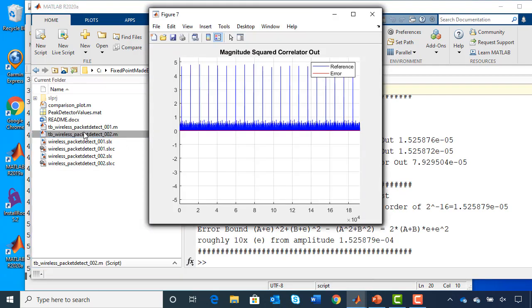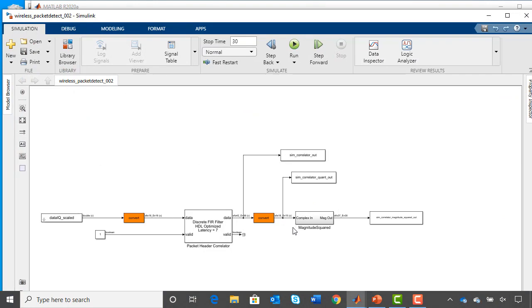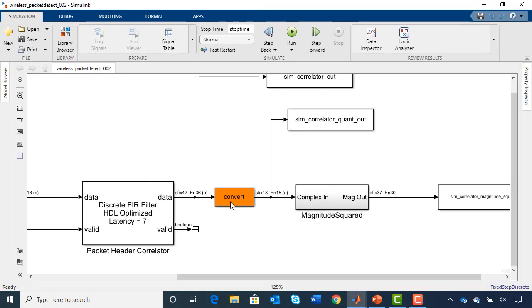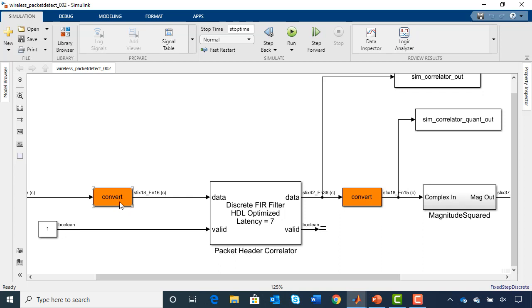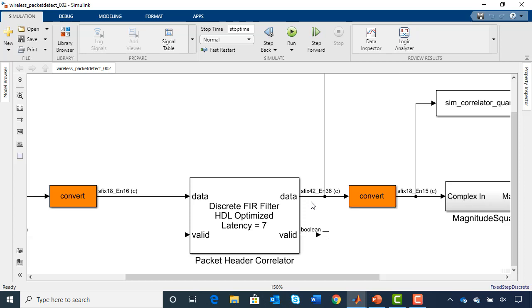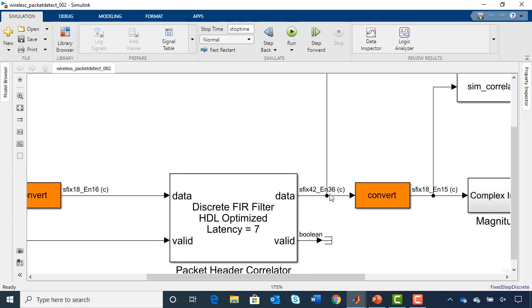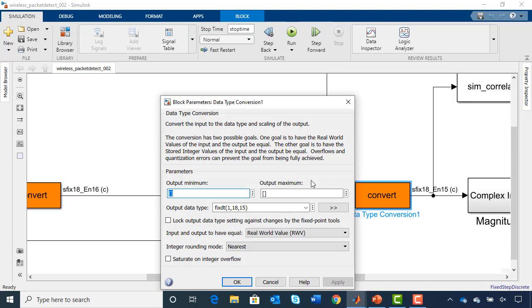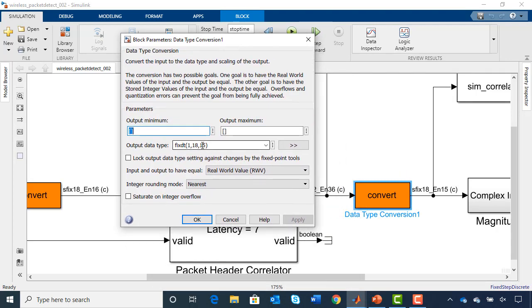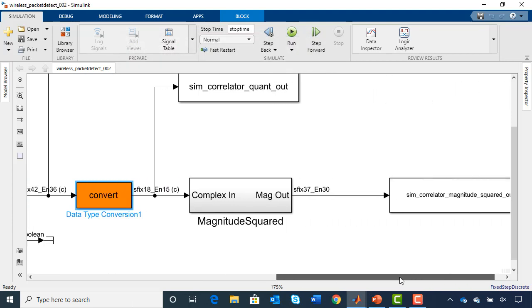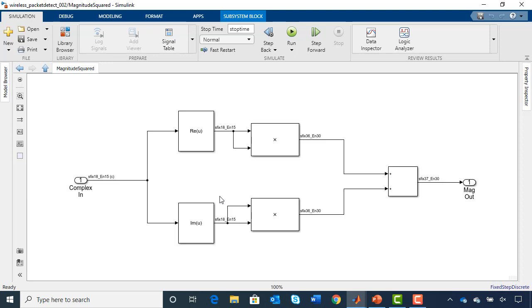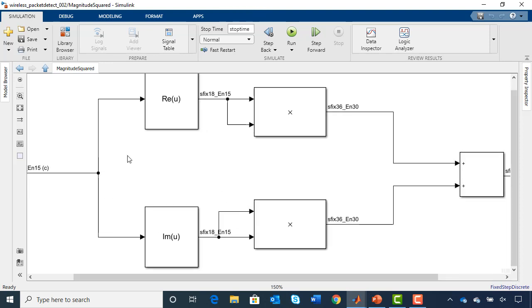Okay. And I'll open up that model here. And what we can see here is we've quantized the input to 18, 16. We talked about why that makes sense before. We came in with a waveform that was -1 to 1. Here's the output of the filter, which is really full precision, 42-bit word length, 36-bit fraction length. Here is where we actually made the design decision to have 15 fraction bits. We're doing round to nearest. Okay, that's efficient hardware-wise.